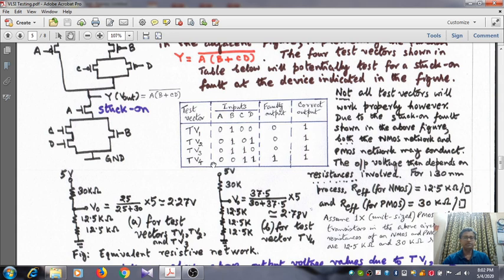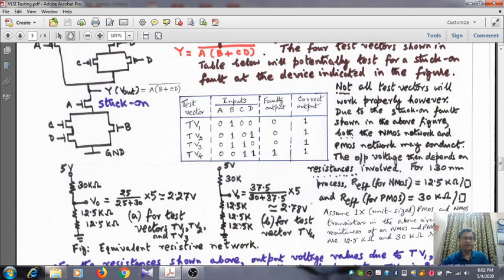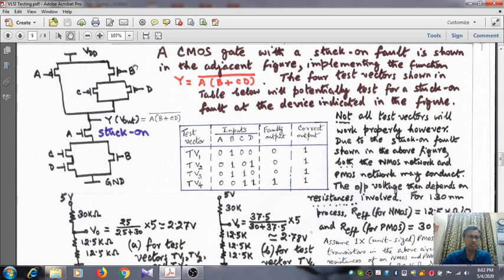But for the fourth one, TV4 equal to 0011, you see that both transistors are on. That means no less than 3 transistors are on. No less than 3 transistors means 12.5 into 3, that means 37.5 kilo ohm, right? 37.5 kilo ohm in the pull down path, whereas the pull up path is only 30 kilo ohm. So now the pull down path will be able to pull the voltage above the 50% point. So 37.5 divided by 30 plus 37.5 gives 2.78, which is definitely above the 50% or 2.5 volt.